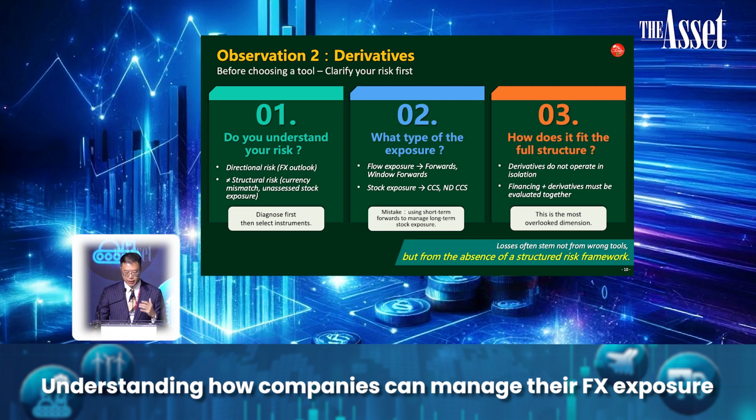Second, what kind of risk is it? For flow exposure, the forward works. For stock exposure, you need a cross-currency swap or CCS. The mistake we see most is using short-term forwards to manage long-term FX or stock exposure.